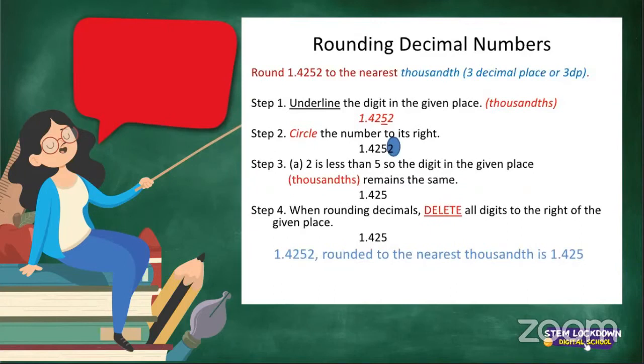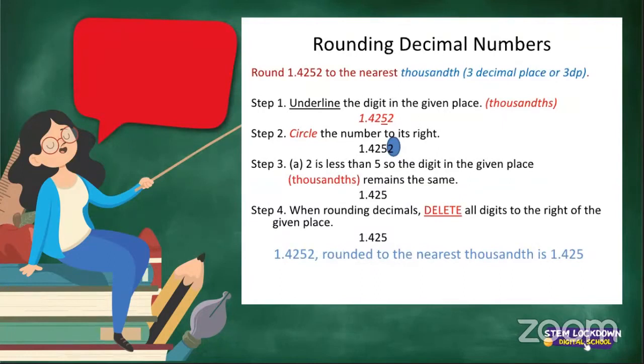1.4252. And we are rounding off to the nearest thousand, right? So you underline the digit that is in the given place. The third number after the decimal point is the one that is represented in the thousands, right? And then you circle the number that is on the right of the number that is underlined, right? It's the same step whether it's the tens, the hundreds, the thousands, or the 10,000s. It is the same steps that you follow, right?